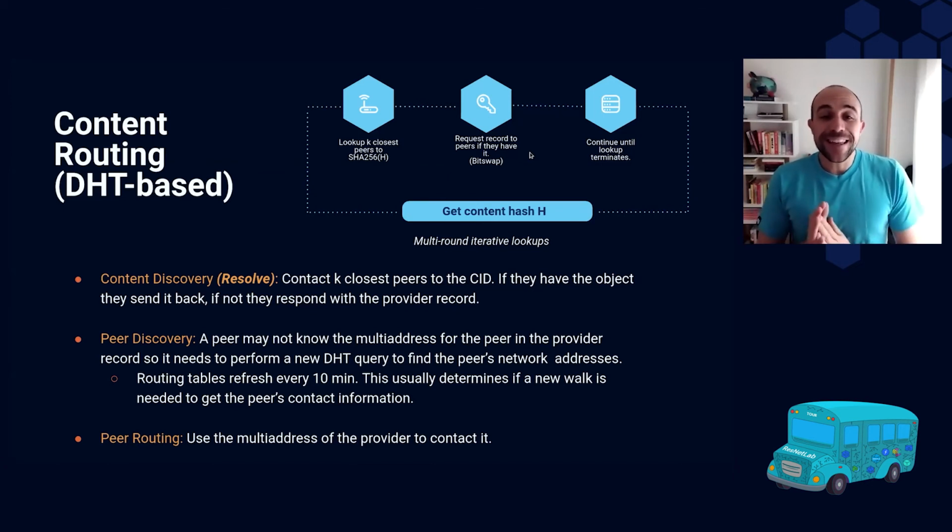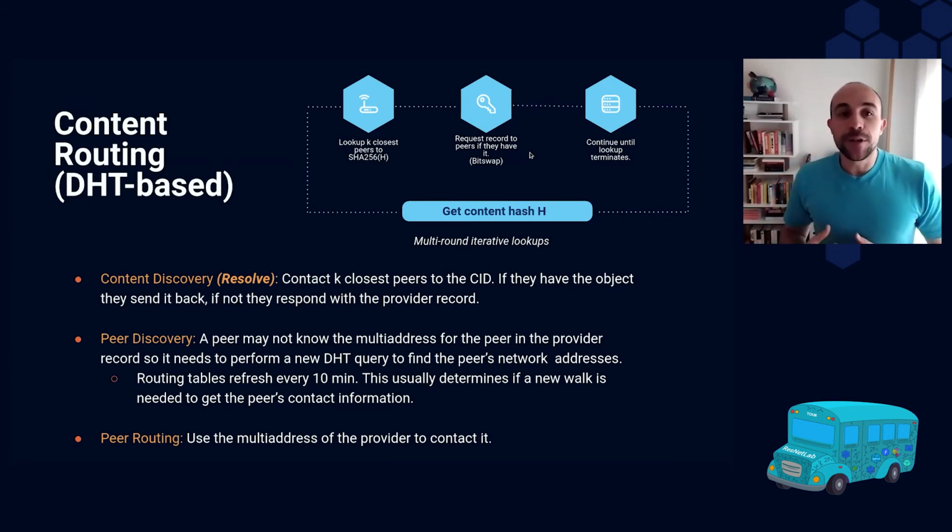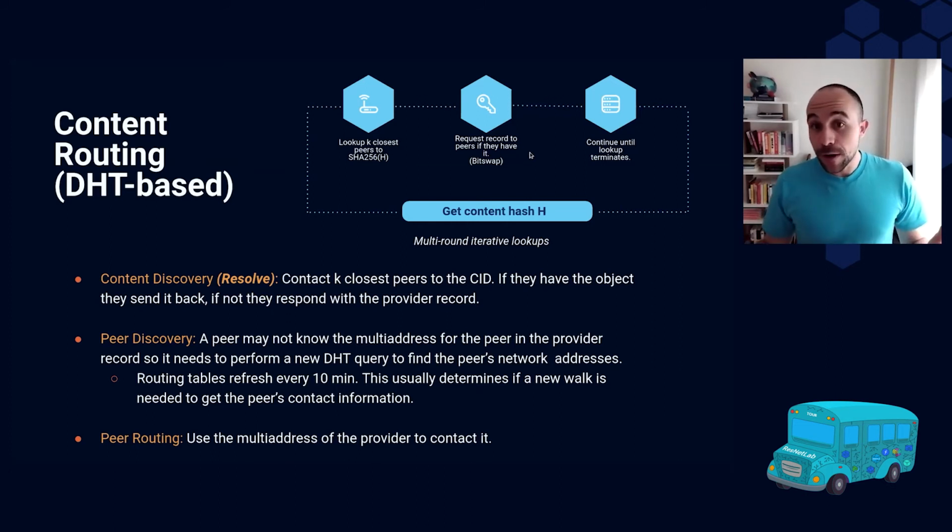So that's why we say that resolving content in the IPFS network is a multi-round iterative lookup, because we have to do a first walk in the DHT in order to find the provider record, so the pointer to where the content is stored. And we need to do an additional walk in the case that we don't have information about how to contact the peer that is storing that content.